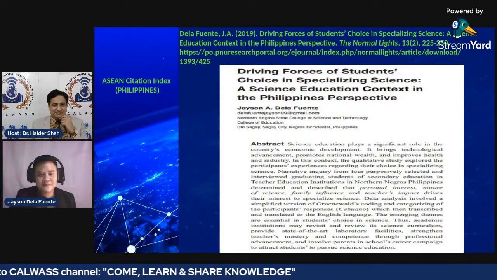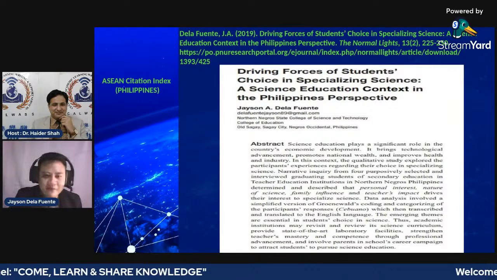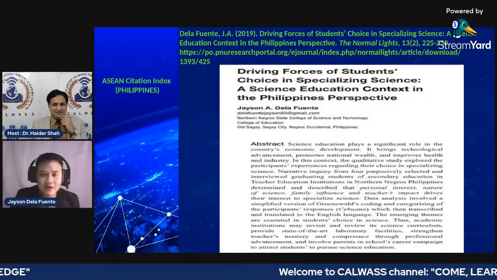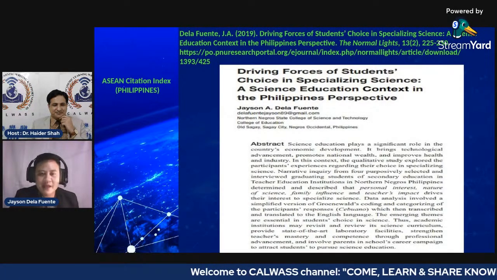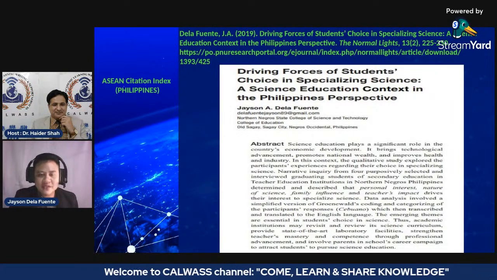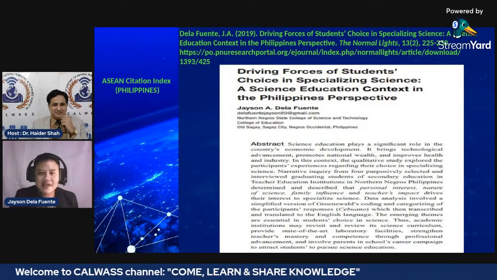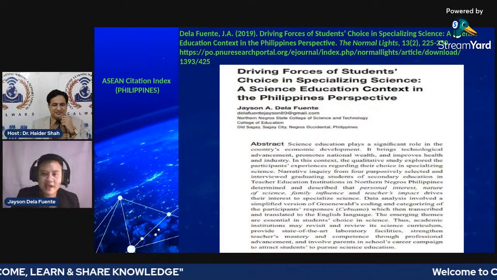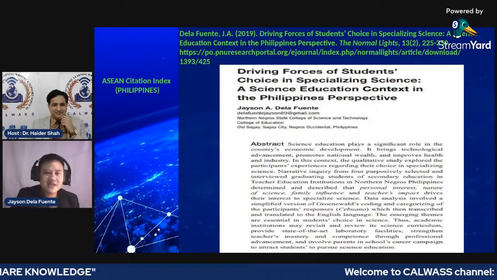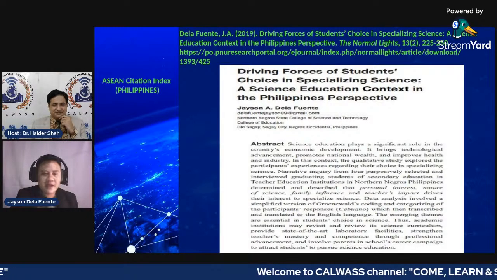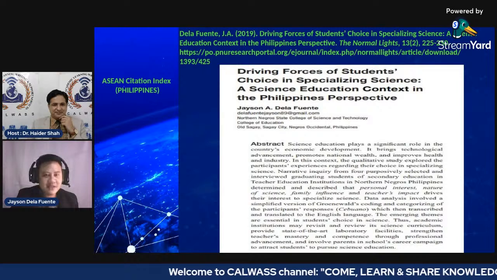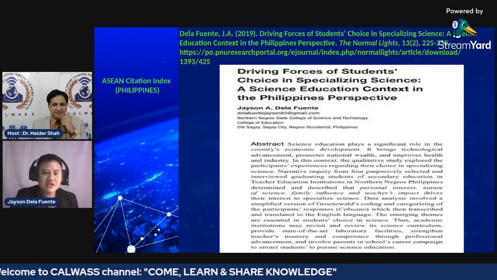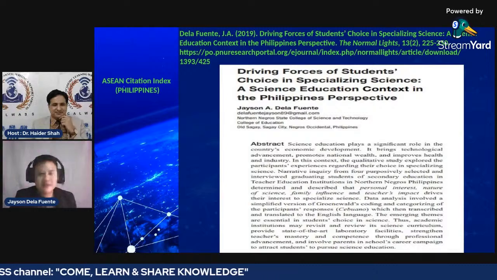The second one, before we end, is an excerpt from a published article, also qualitative, entitled Driving Forces of Students' Choice in Specializing Science, a Science Education Context in the Philippines Perspectives. This was published in the Normalites, an ASEAN Citation Index. The ASEAN Citation Index is a counterpart of Scopus in the Asia Pacific region, but the journal is from the Philippines.